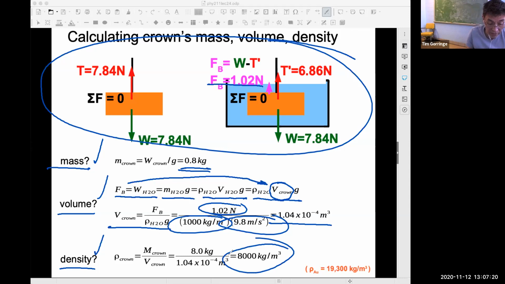Now that's quite a high density. It's much higher than the water density. It's 8 times higher than the water density. But it's not the density of gold, sadly. The density of gold is amazingly large. It's 19,000 kilograms per cubic meter. And so, unluckily, the crown from the junk shop was not a real crown, not real gold, but a fake crown of fake gold.